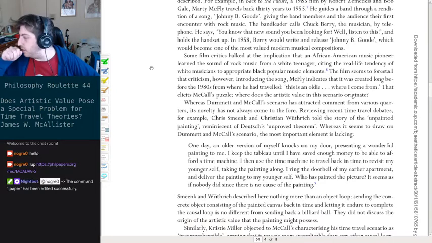Some film critics balked at the implication that an African-American music pioneer learned the sound of rock music from a white teenager, citing the real-life tendency of white musicians to appropriate black popular music elements. The music seems to forestall that criticism. However, introducing the song, McFly indicates that it was created long before the 1980s, from where he had time traveled. This is an oldie where I come from. That elicits McCall's puzzle. Where does the artistic value in this scenario originate?